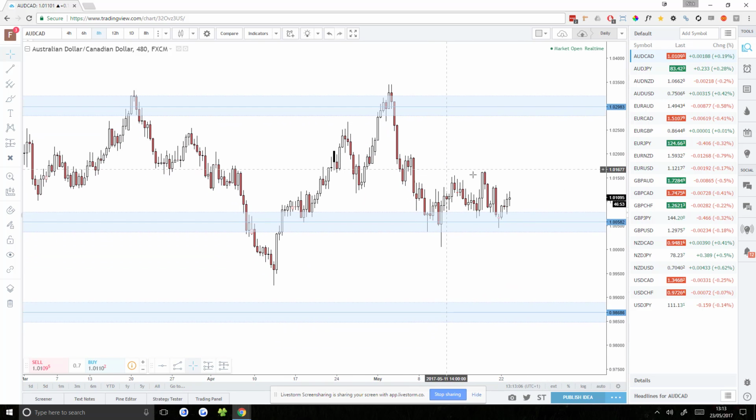Okay, AUD CAD, what's going on with AUD CAD? Well, first things first, it's already reversing. Nice little reversal trade here that triggered on Monday. I missed the trade. Well, not really. I generally don't trade on Mondays.